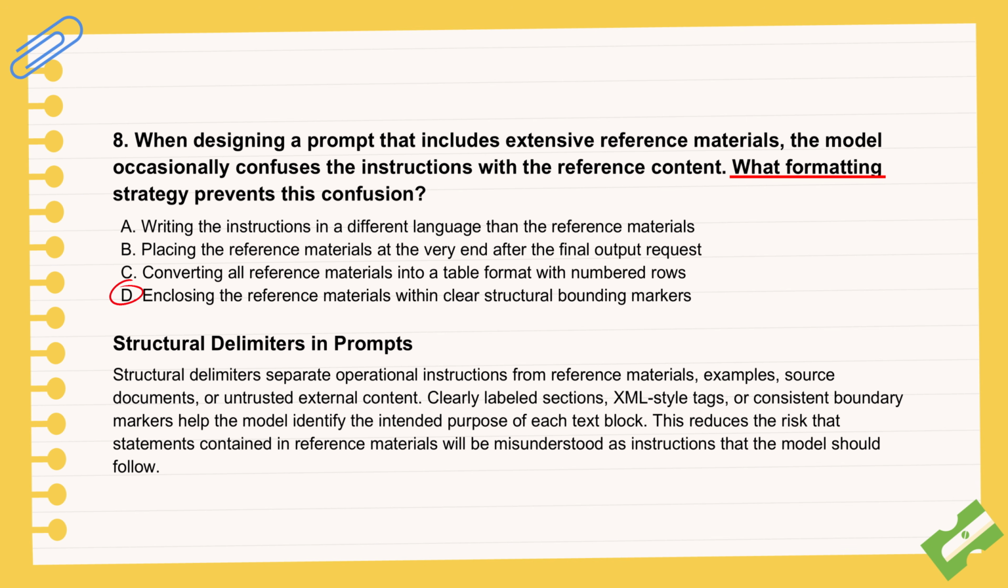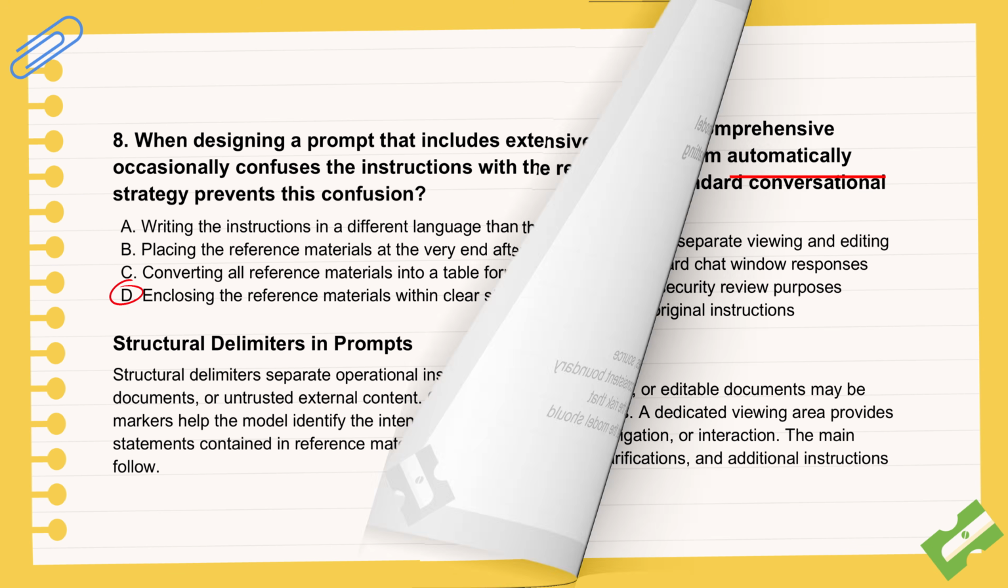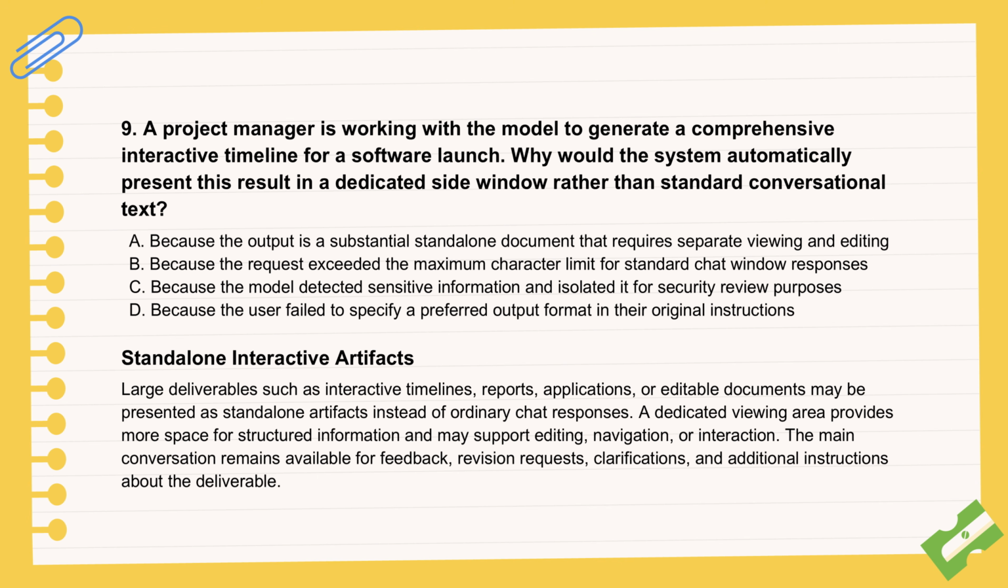Okay, now we've built the perfect fenced-in prompt. How does the system physically hand a complex answer back to us? Let's look at the output side. Question 9. A project manager is working with the model to generate a comprehensive interactive timeline for a software launch. Why would the system automatically present this result in a dedicated side window rather than standard conversational text? The correct answer is A.